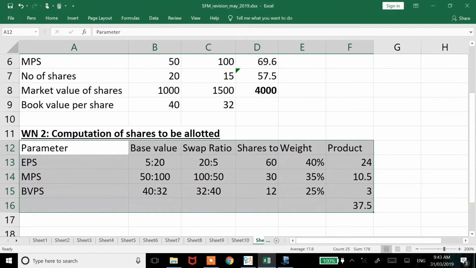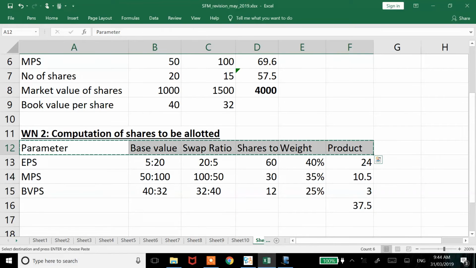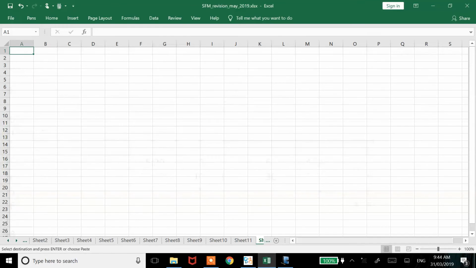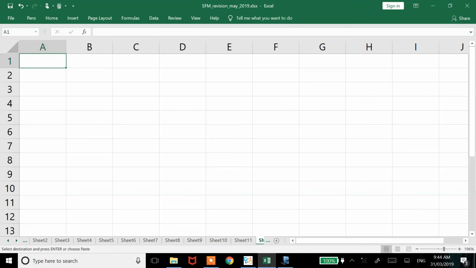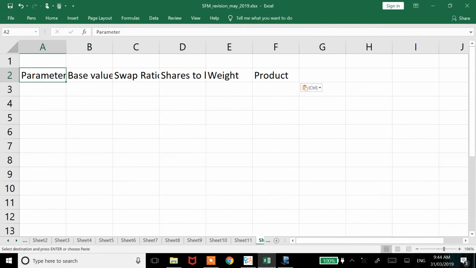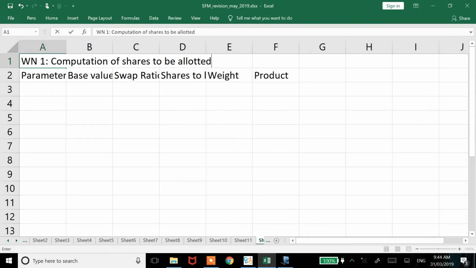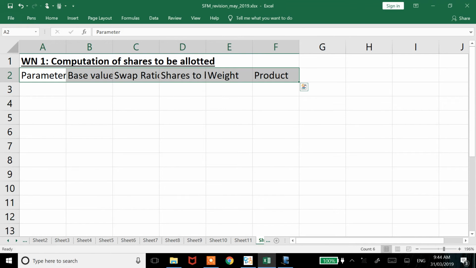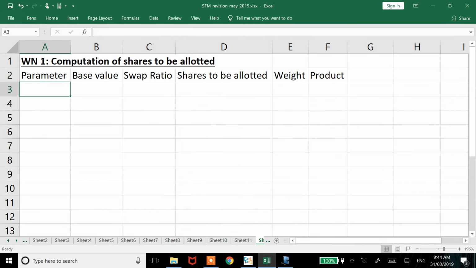Let's start. Working note 1, computation of shares to be allotted. Parameter, base value, swap ratio, shares to be allotted, weight and product.